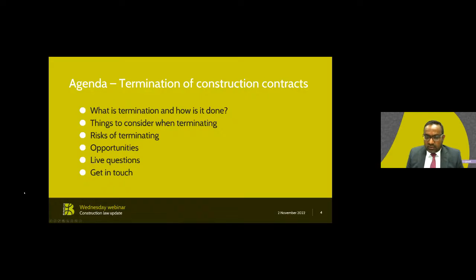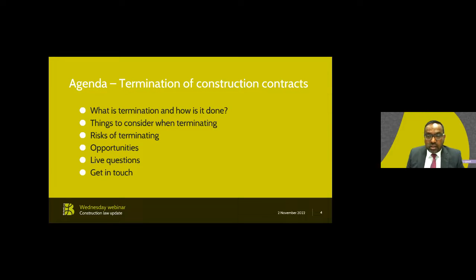The topic of this webinar is about termination of construction contracts. A contract can be terminated by agreement of the parties to the contract, by mutual agreement, or after a contract has been duly performed. However, in other circumstances, very often it is difficult and complex to decide when, how, and on what grounds to terminate a contract.